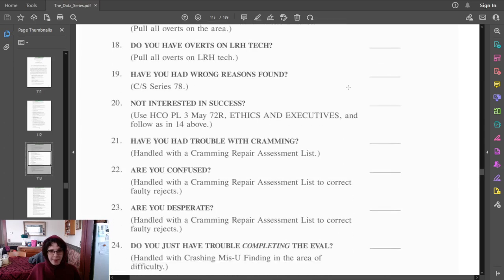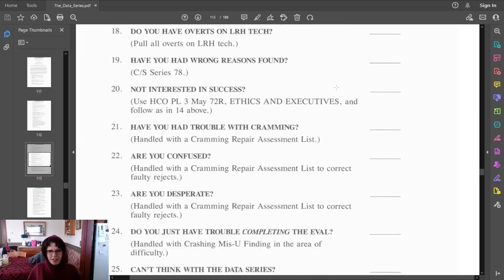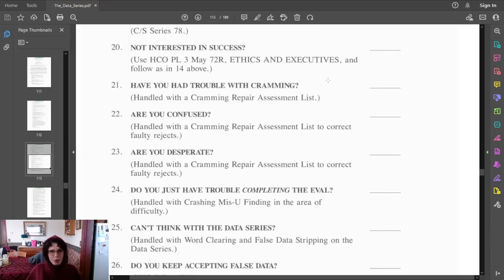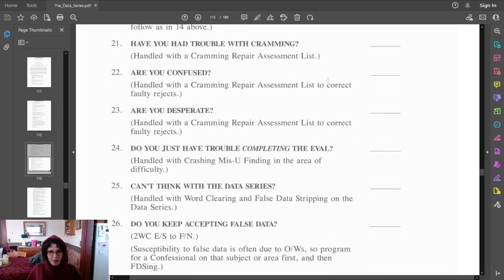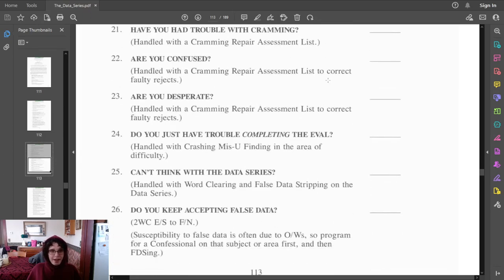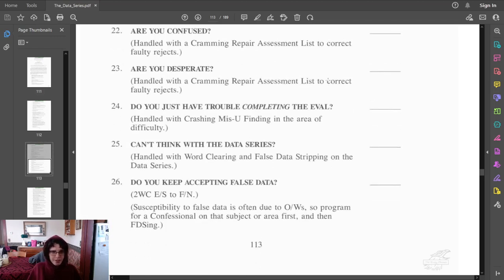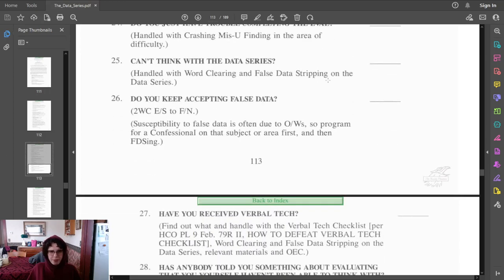CS Series 78. Not interested in success? Use the policy ethics and executives and follow as in 14 above. Have you had trouble with cramming? Handled with a cramming repair assessment list. Are you confused? Handled with a cramming repair assessment list to correct faulty rejects. Are you desperate? Handled with a cramming repair assessment list to correct faulty rejects. Do you just have trouble completing the eval? Handled with crashing misU finding in the area of difficulty.